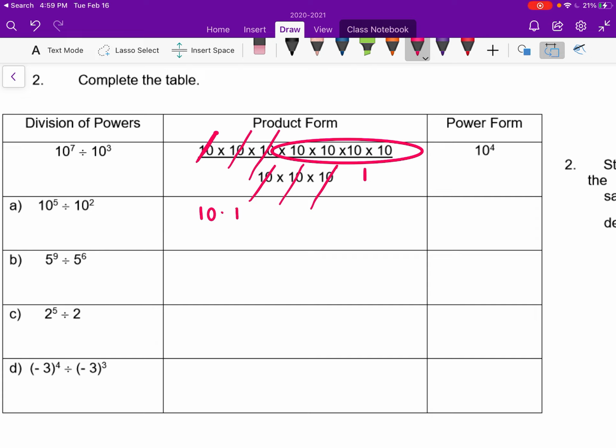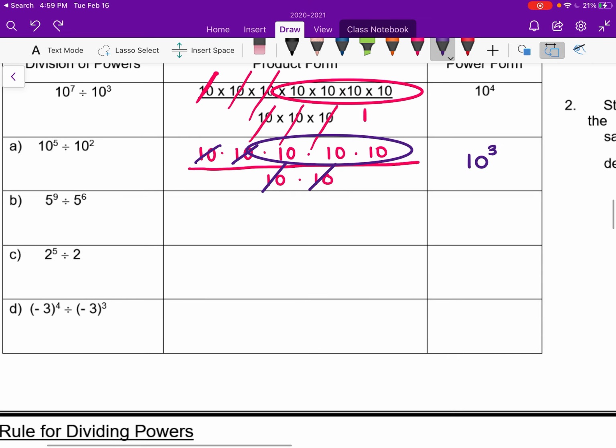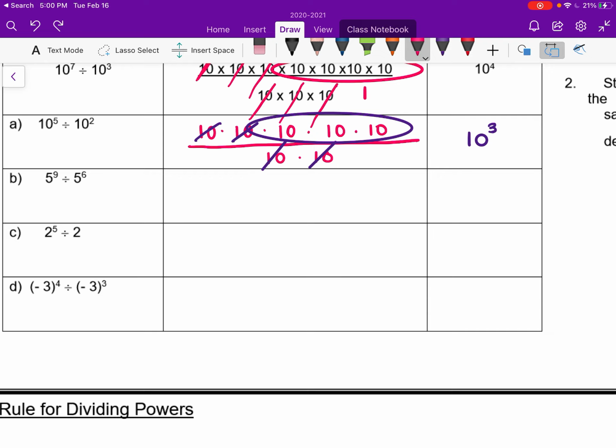So you have 10 to the power of 5. So let's do that. 1, 2, 3, 4, 5, all over 10 to the power of 2, which is just 2 tens. So let's go cancel stuff out. We can cancel these out, and cancel another one out here. And I'm left over with these 3 right here. So I know I have 10 to the power of 3. Okay? And just continue to do that for the rest of them.